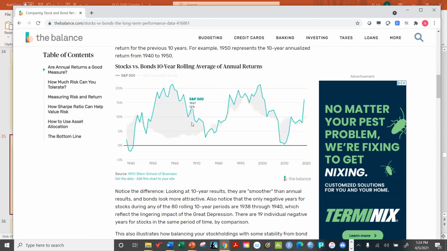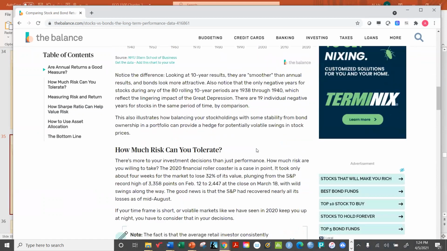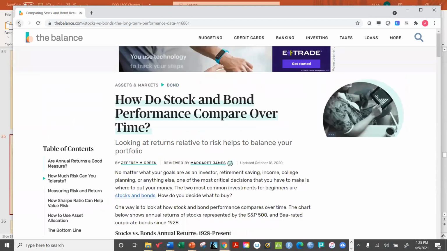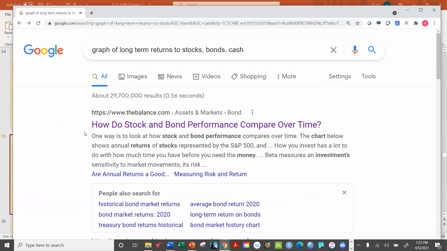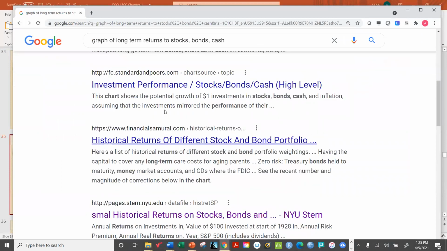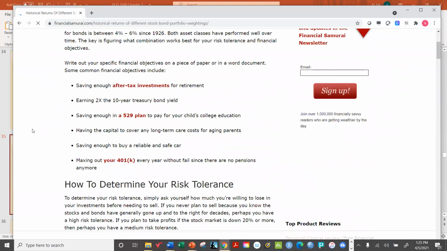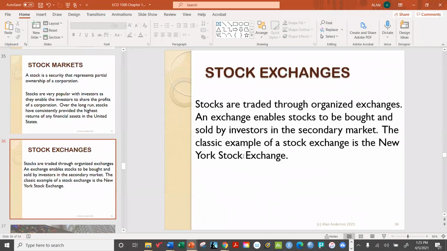This greenish line is the S&P 500, and this orange line is BBB corporate bonds. So you can see that in general, stocks outperform bonds, but there's a lot more risk. Anyway, that's the whole point of buying stocks, that over the long run, you should expect to see a higher return from stocks than from any other financial asset in the economy.